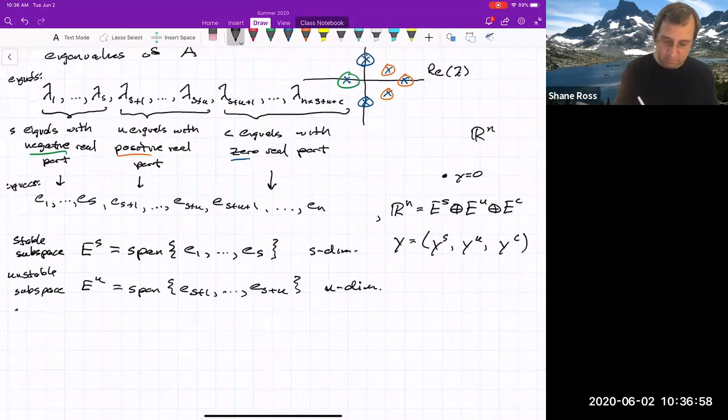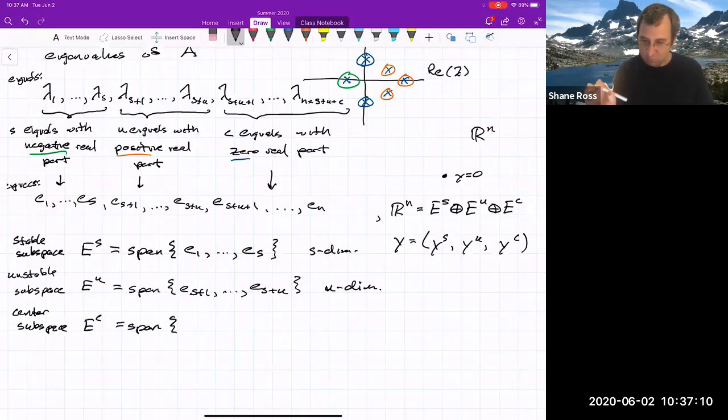The last one, the mysterious center subspace, E superscript C. It's the span of those final C vectors, so ES plus U plus 1 all the way to EN. So there were C of these. So this is C dimensional.